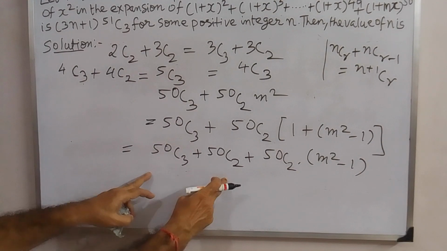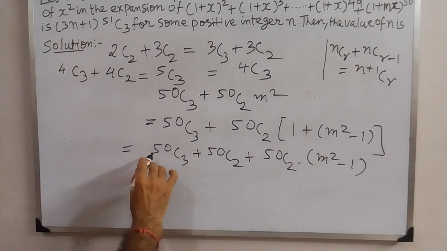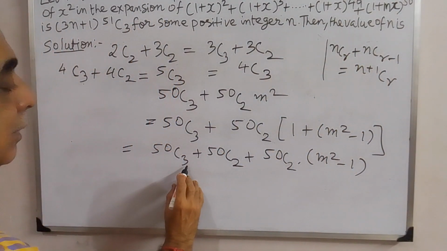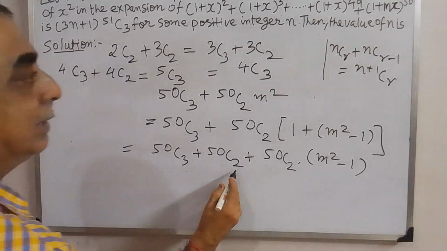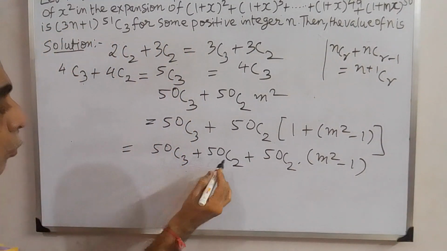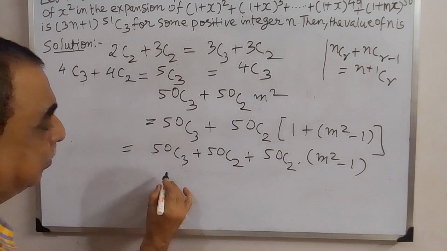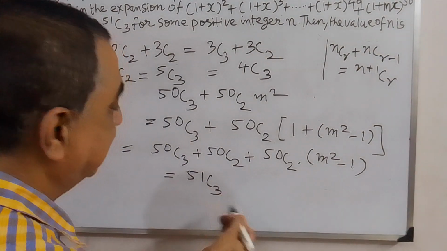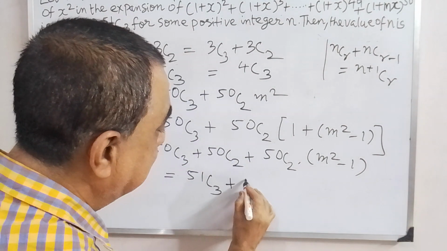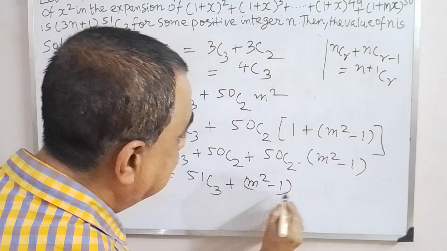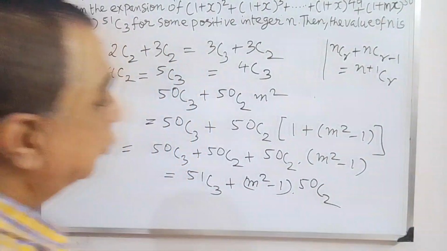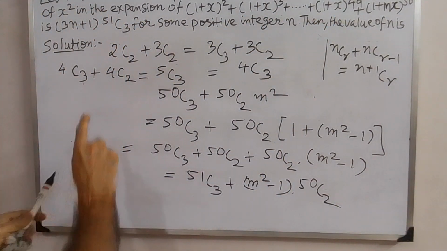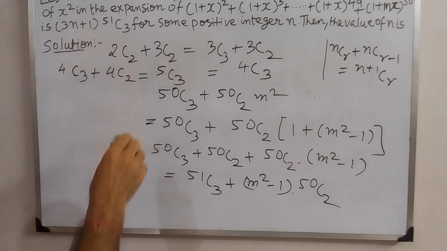Okay, now here also apply the same formula. In place of n the value is the same, 50, and here r value is 3 and here it is 3 minus 1, that is 2. Okay, so the value of 50C3 plus 50C2 will be 51C3, using (n plus 1)Cr. And the other term will be (n squared minus 1) into 50C2. So this is the coefficient of x squared in this expansion.